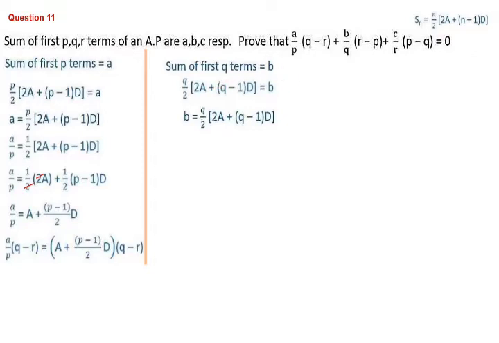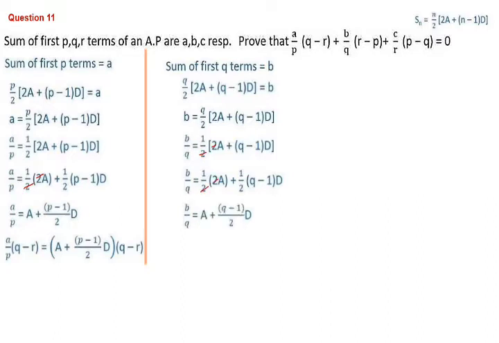Then here what we need, B by Q, we need to take this Q here. That means B by Q is equal to, here only one balance because Q is down here. So 1 by 2 into 2A plus Q minus 1 into D. As before, remove the bracket. 1 by 2 into 2A plus 1 by 2 into Q minus 1 into D. Here also 2 we can cancel and we will be getting the balance as B by Q is equal to only A balance plus here Q minus 1 into D by 2.